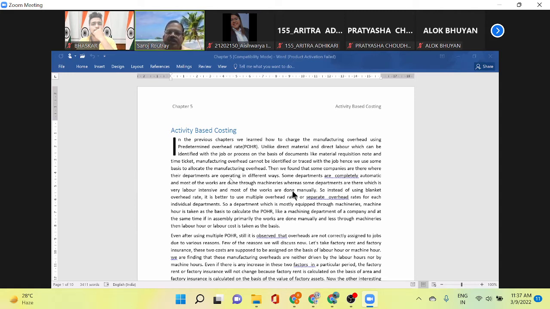Now these issues we have to avoid so that we can fix the price correctly and know what profit we are actually earning, right? So this is one of the reasons. There are many other reasons for which the allocation of overhead using this POHR may not be the best method.